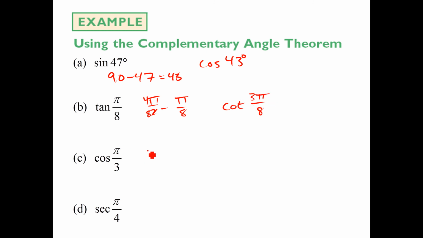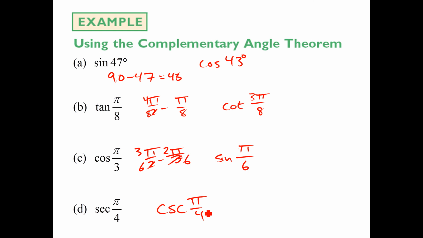What is pi over 2 minus pi over 3? Common denominator would be 6. And so we'll have pi over 6 with cotangent. The complementary angle of cosine is sine. And pi over 4 plus pi over 4 is pi over 2, so secant is complementary to cosecant of pi over 4. You'll get the same thing.